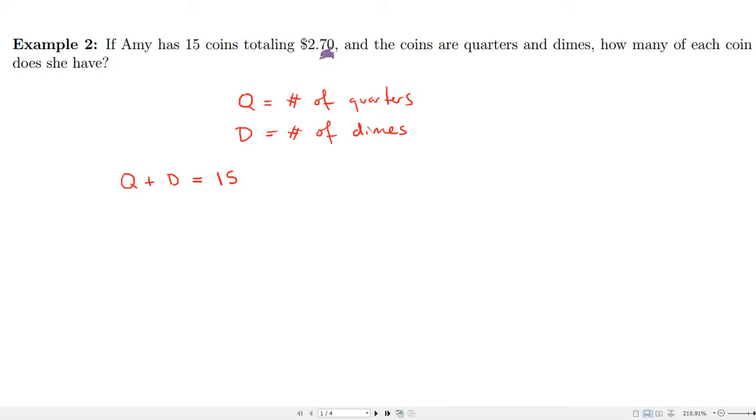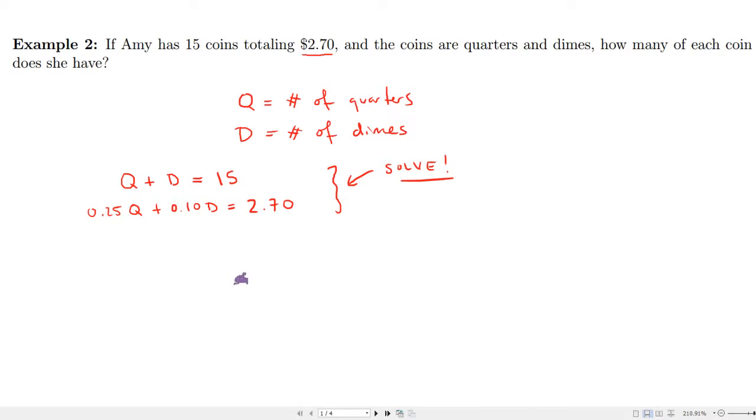But how do we make an equation that gives us this information with the cost? Well, a quarter is 25 cents. So 25 cents times the number of quarters will give us the value of the quarters, and then 10 cents times the number of dimes will give us the value of the dimes that we have, and that should be $2.70. So now we have two linear equations with Q and D in them, and now we want to solve this system.